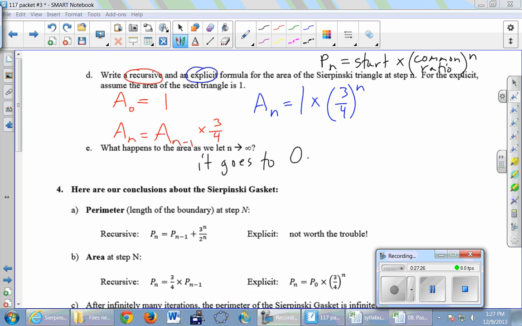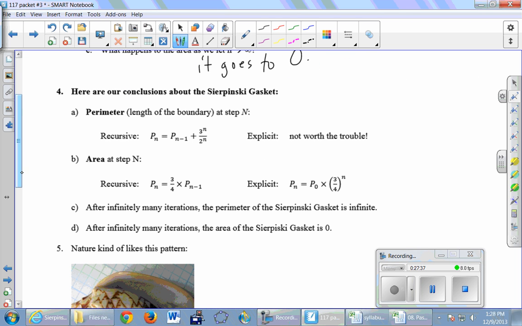All right, conclusions. All right, Griffin, did you read? All right, let's go. Let's go around to Sam, perimeter.